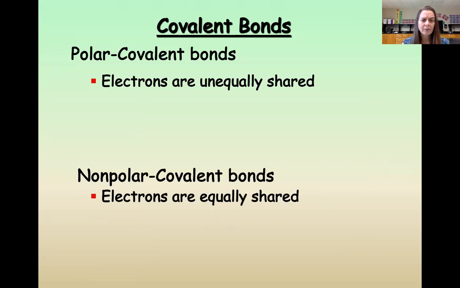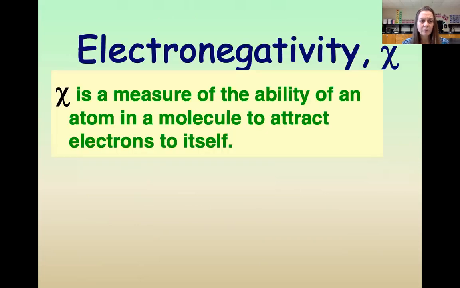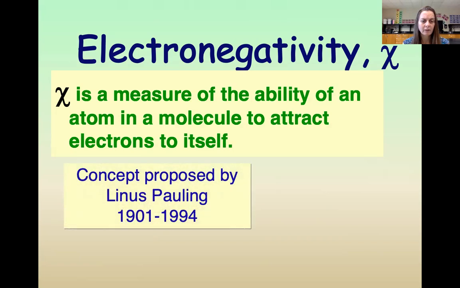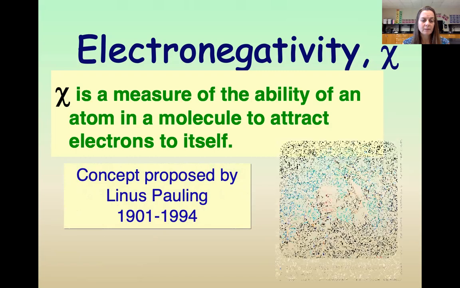So how do we determine whether it's going to be polar covalent or non-polar covalent? That all comes down to electronegativity, which is abbreviated with the chi. So electronegativity is a measure of the ability of an atom in a molecule to attract electrons to itself. And we know the trend in electronegativity, and we've been talking about electronegativity for a year now. Electronegativity was proposed by Linus Pauling. Linus Pauling received a Nobel Prize in Chemistry for his work on bonding and a Nobel Peace Prize. He's one of the only people to ever receive 2 individual Nobel Prizes.